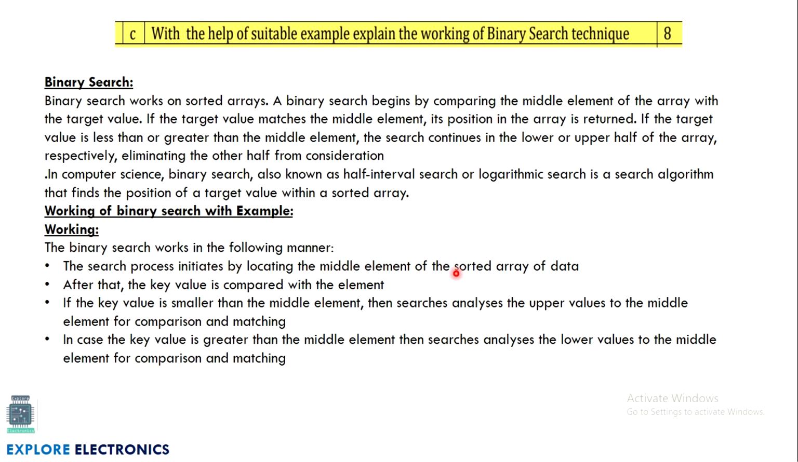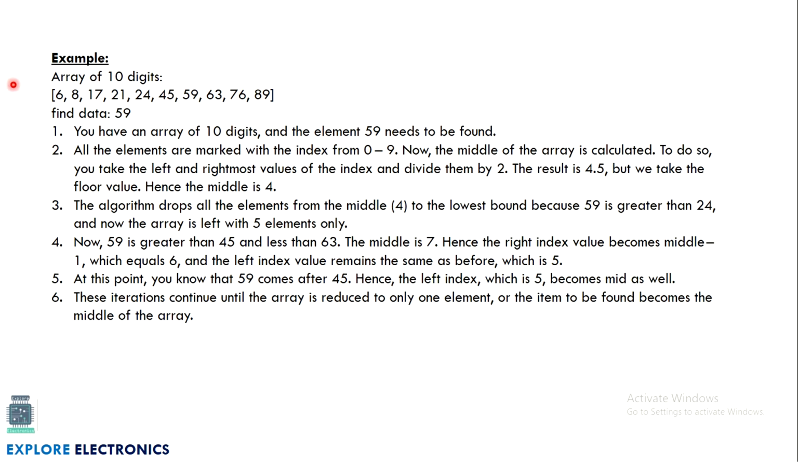The search begins with the middle element. So if we have an array of elements, it will start with the middle element. So first it will compare with one element in the middle, then it sees if it is less than or greater than. If it is less than, it will be comparing only with the lesser elements. If it is greater, it will be comparing only with the greater elements. So this is how the binary search technique works. So we can take a small example like this, array of 10 digits, and you can give your own array.